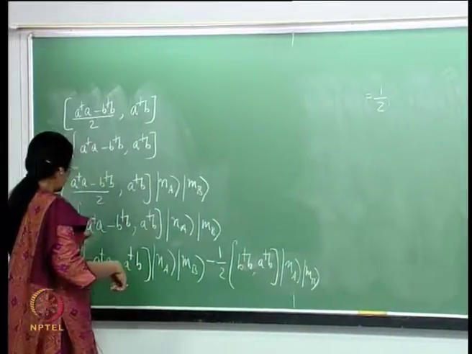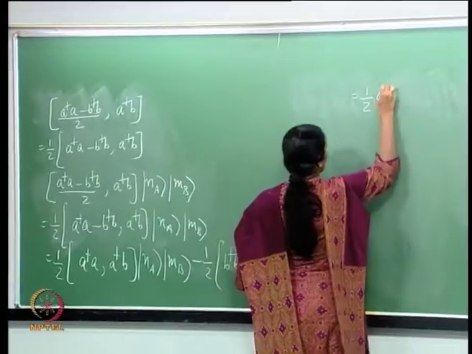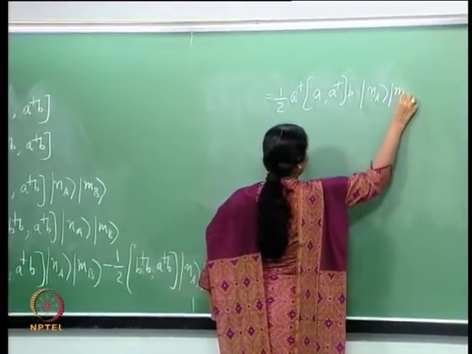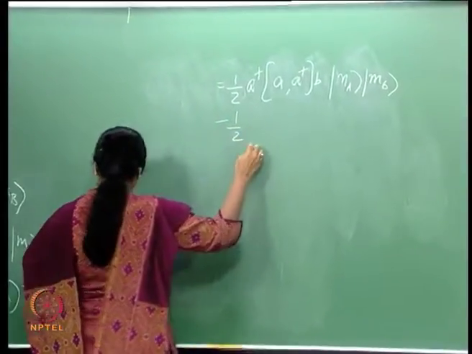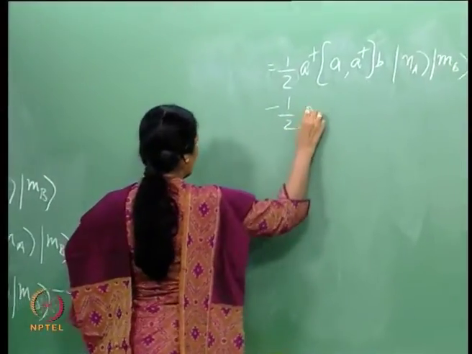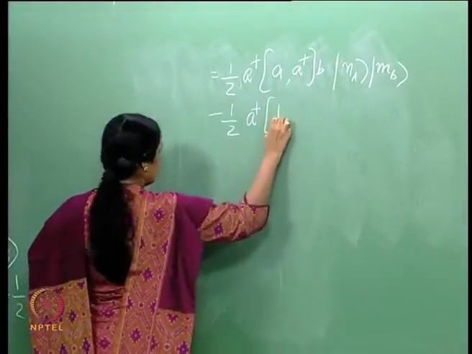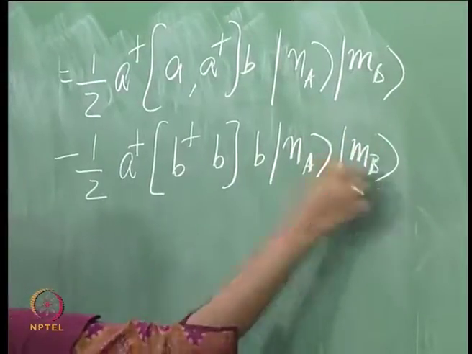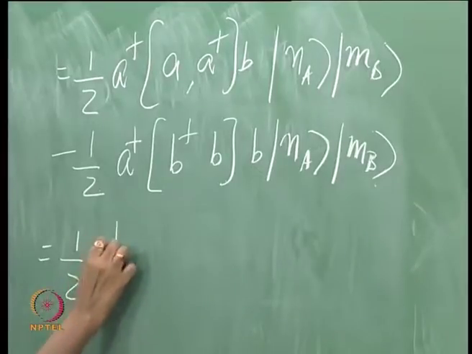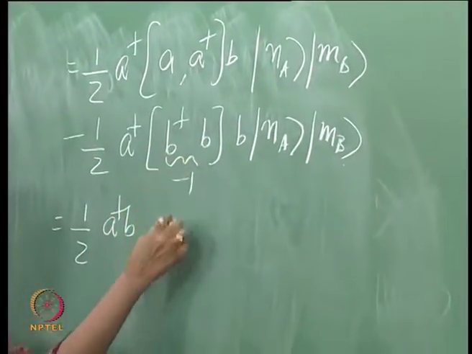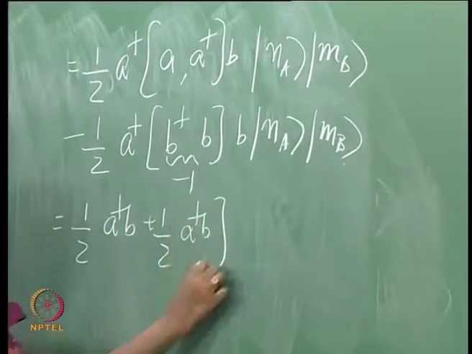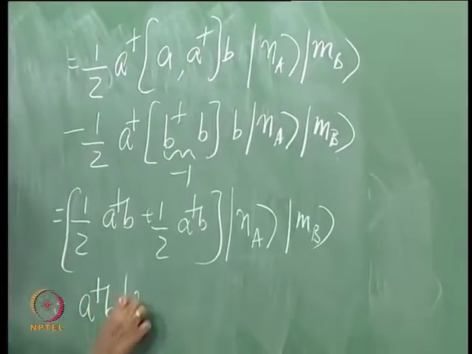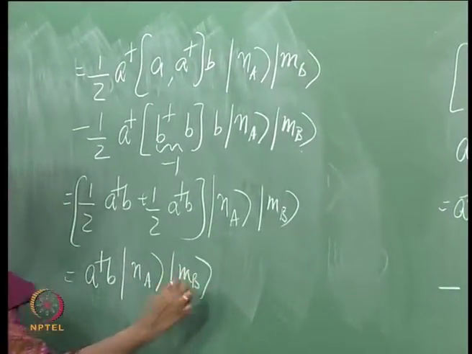So, this is the same as half. I can pull out A dagger on this side, the commutator of A with A dagger B, acting on |nA, nB⟩, minus half A dagger, commutator of B dagger with B, B, which is the same as half A dagger B from the first term, and this is minus 1, and therefore, plus half A dagger B from the second term, acting on |nA, nB⟩, which is the same as A dagger B acting on the state |nA, nB⟩.